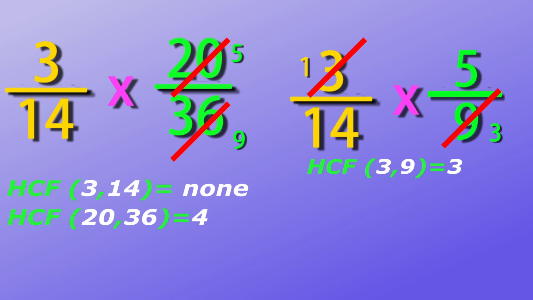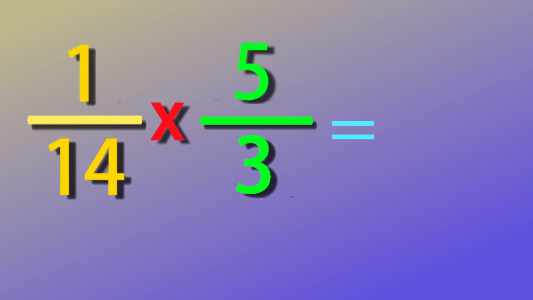Then look at the other two numbers. The right numerator is 5 and the left denominator is 14. Do they share any factors? 5 is prime, so 5 is the only useful factor of 5. And 5 is not a factor of 14, so they share no factors. We can't divide both by a common number. Cross cancellation is not possible. Step 2 leaves us with the multiplication 1 over 14 times 5 over 3.